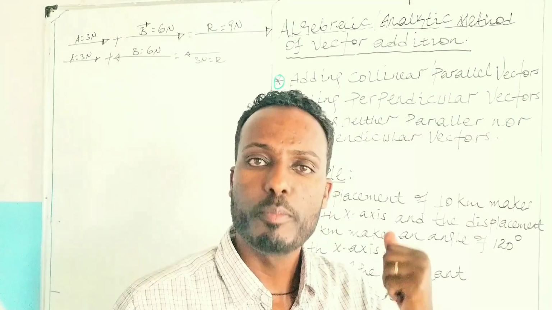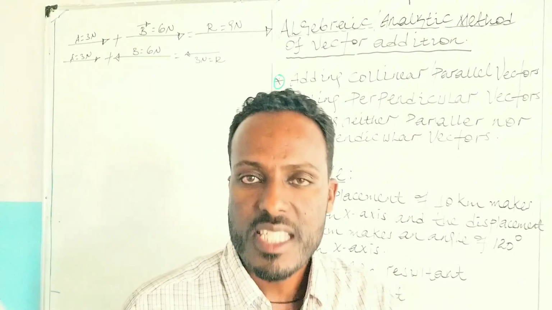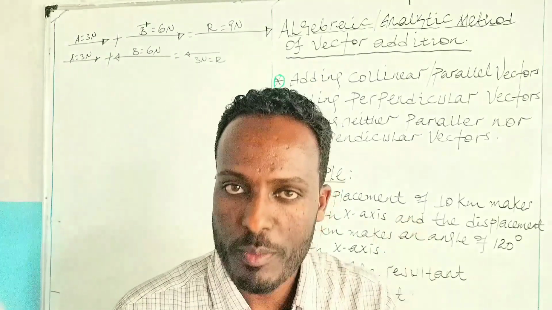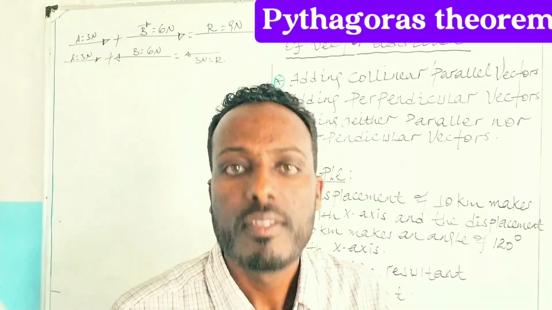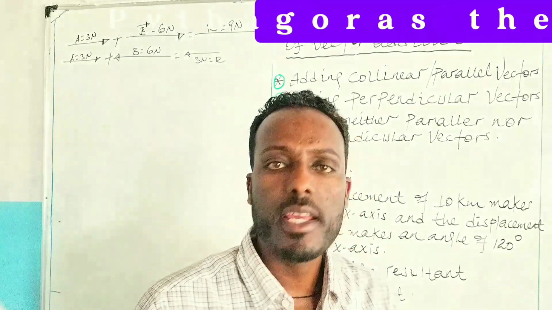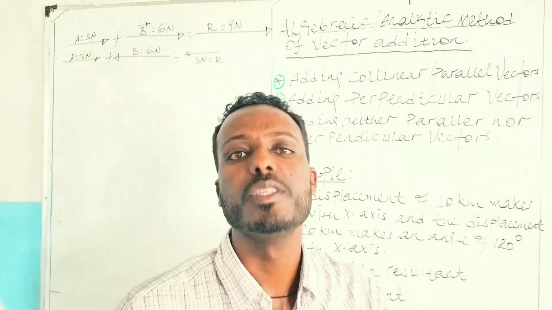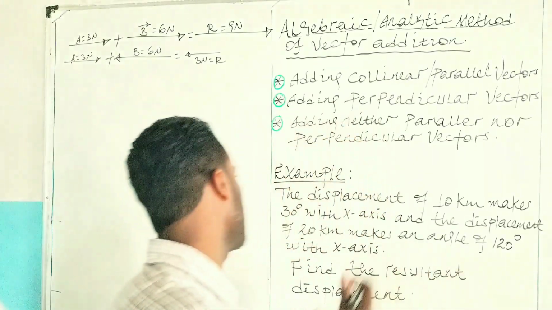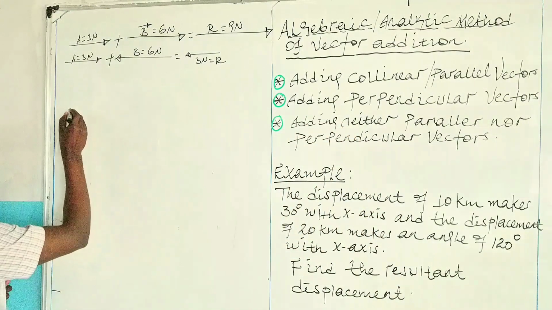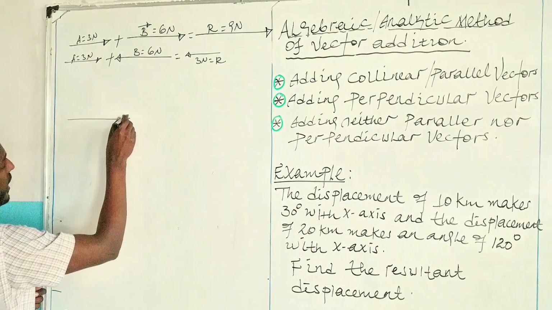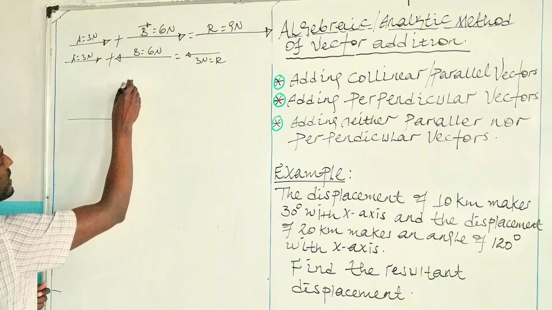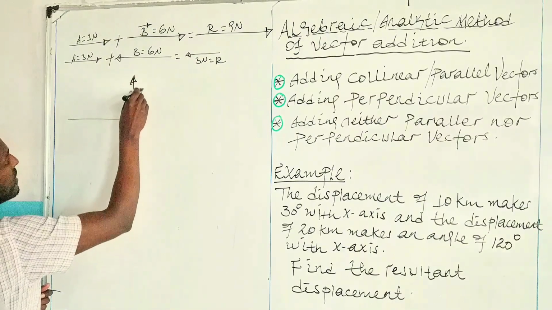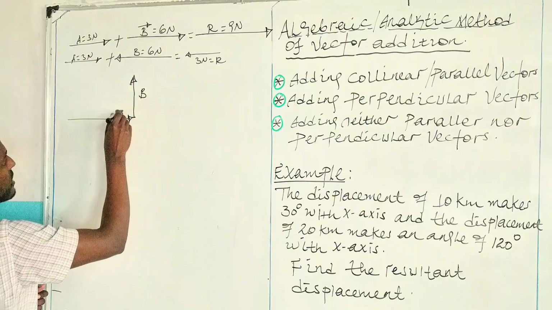When you combine perpendicular vectors, the size or magnitude of the resultant vector is determined by using the Pythagoras theorem, whereas its direction is determined by using trigonometry or trigonometric identities. Let's see. For instance, let's say this is vector A and this one is vector B, which is acting at right angle with each other.